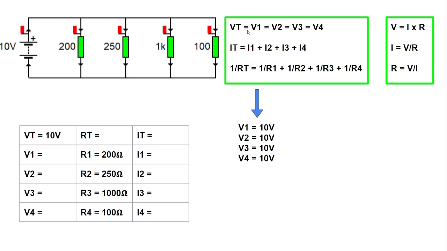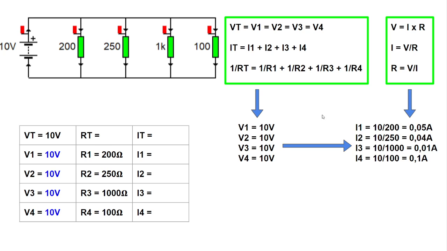So as we said, since all the voltages are the same, voltage 1, 2, 3 and 4, all of them will be 10 volts. And since we have all the partial voltages and all the partial resistances, we can apply Ohm's law to find all the partial intensities. We will have to divide voltage by resistance, so 10, which is voltage 1, divided by resistance 1, which is 200, equal to 0.05.